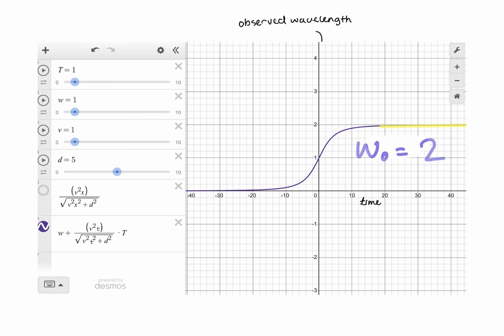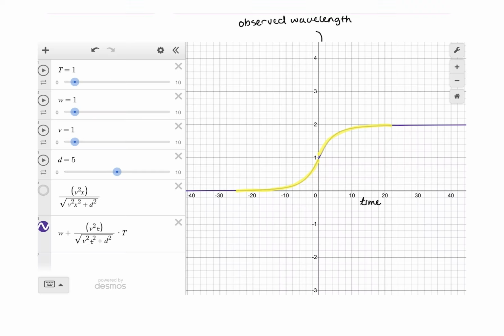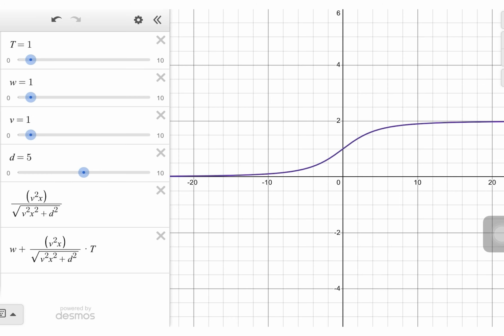On one side, the observed wavelength is 2. This is what we observe when the object is far ahead of us and we are standing over here. On the other, it's 0. In the middle, it's the actual wavelength 1, and here are all those wavelengths in between. Wow.